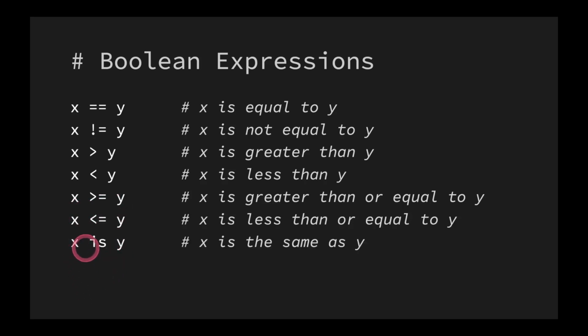The next one is x is y. This is true when x is y, and you see how you can compare that x is equal to y. The next one is true when x is not y. And you see what exactly this means. Let's go back to the interpreter.